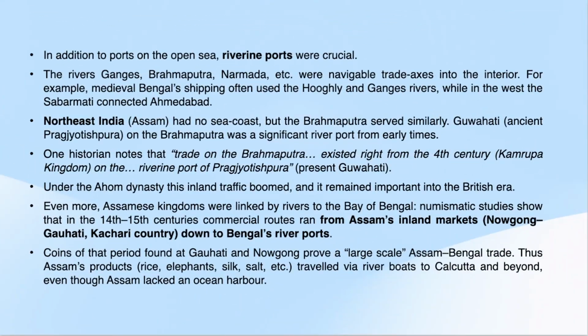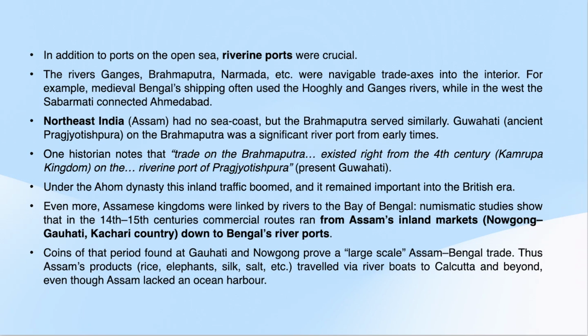So, in addition to the maritime trade routes in the open seas, riverine ports were also a crucial source of trade. So, the rivers Ganges, Brahmaputra, Narmada were also navigated in order to shift trade commodities between regions, between different geographical areas. So in northeast India, since we do not have a sea coast, the Brahmaputra served similarly. Guwahati, the ancient Pragjotishpur on the Brahmaputra, was a significant river port from the early times.